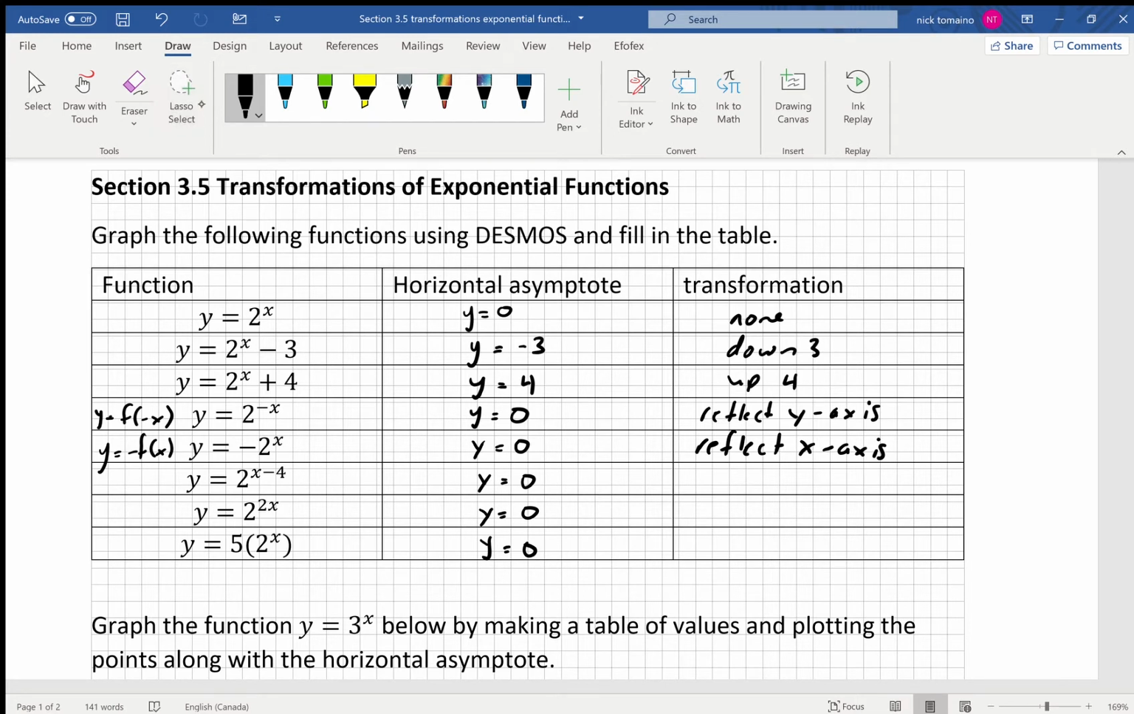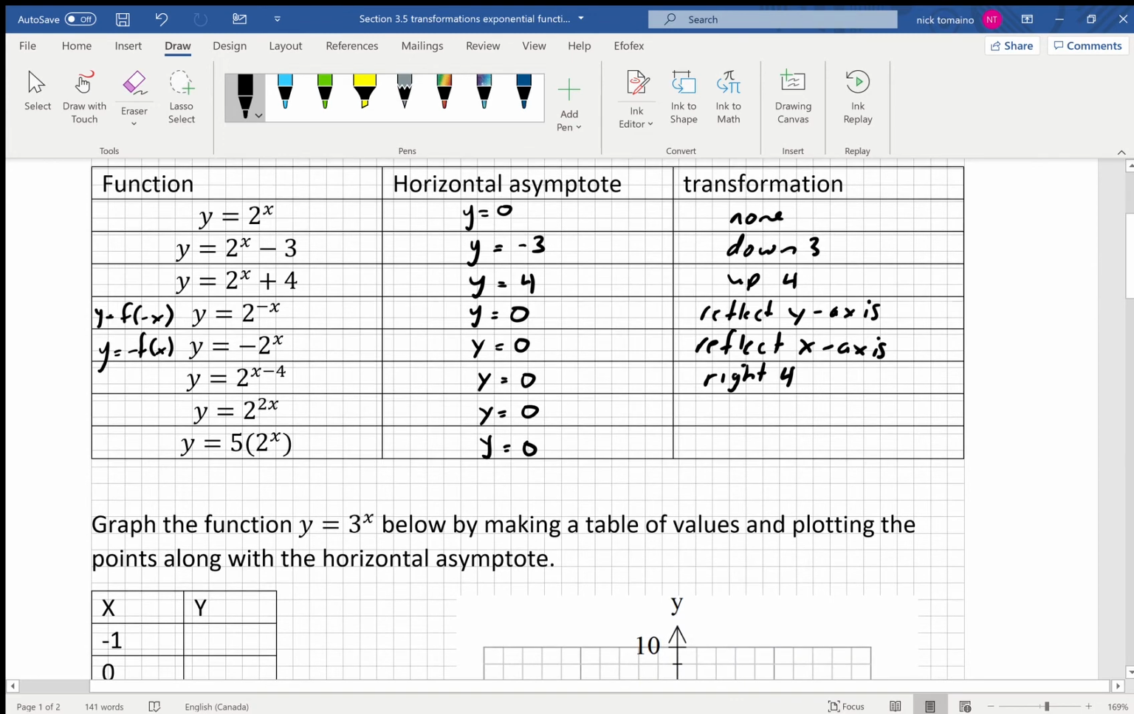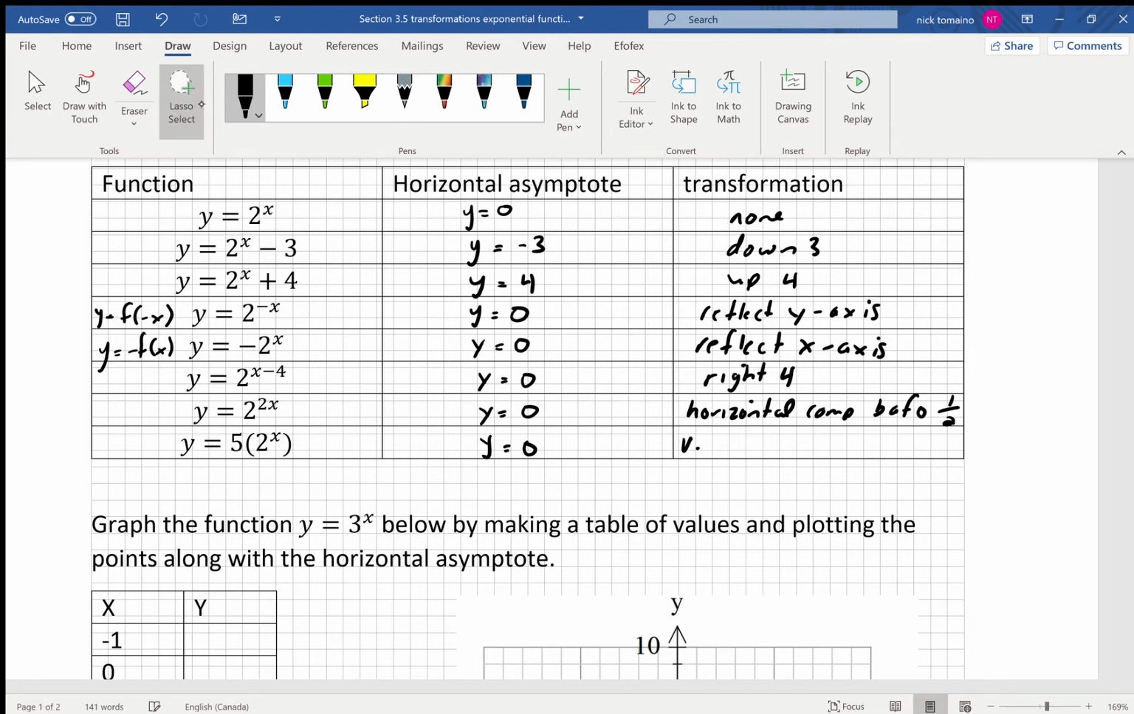This one right here is going to go right 4. This one here is going to be a horizontal compression by a factor of 1/2. And this is going to be a vertical stretch by a factor of 5. All right, see, it's nothing different. The only difference is we have a different base function.